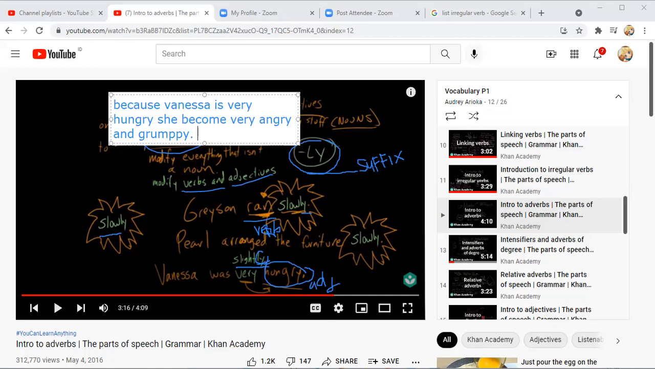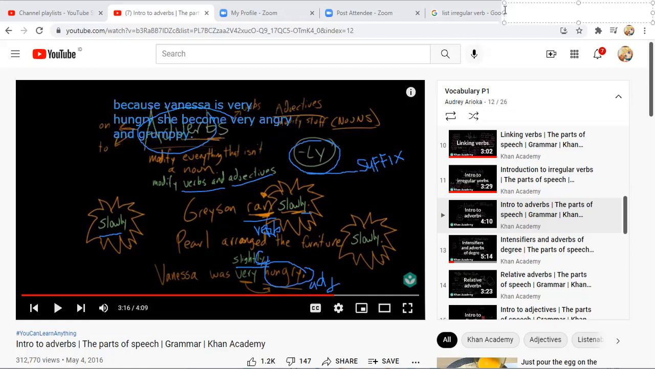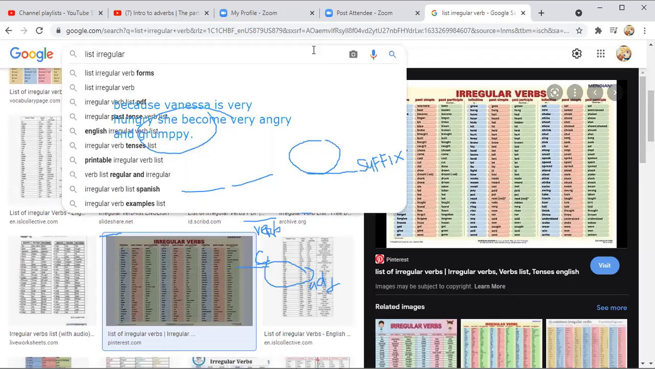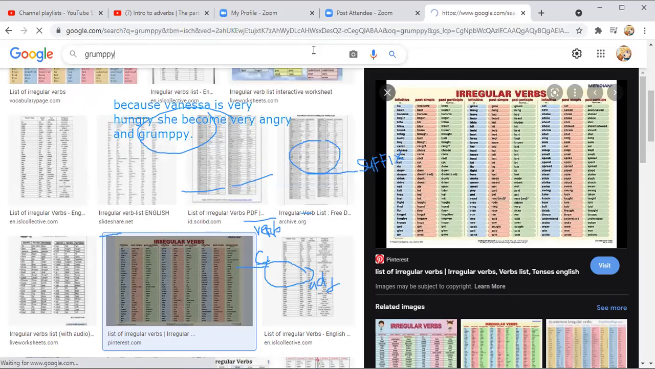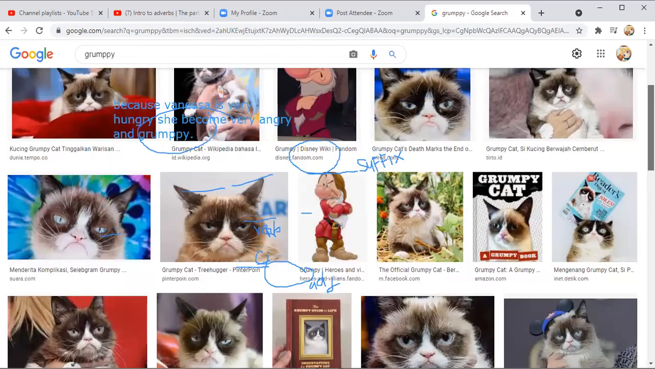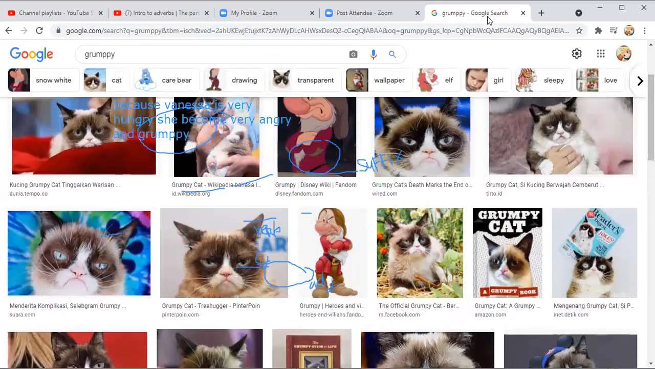Grumpy is another type of anger, but it's more like, how do you say it? Let me show you grumpy cat Mei. Oh, look, like this. Oh, so cute, right? It's just the face. Okay.